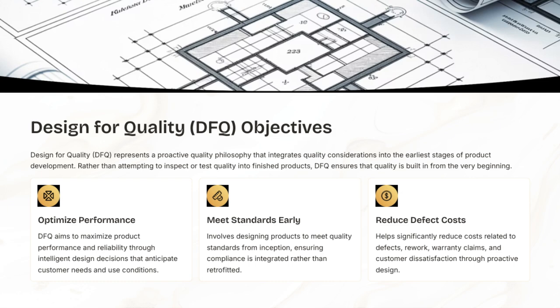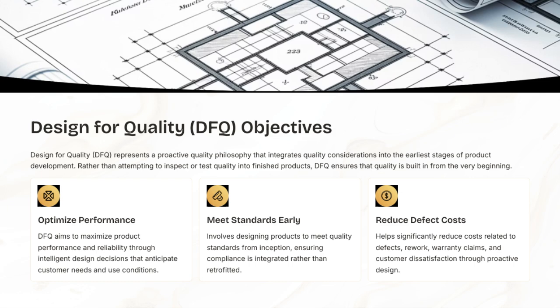Now, meeting standards early is crucial. When we design with quality in mind from the outset, we minimize the risk of non-compliance and costly revisions later. It's about being proactive rather than reactive. DFQ's goal is to maximize product performance and reliability. We do this through intelligent design decisions that anticipate how customers will use the product and what conditions it will face. By understanding these factors early, we can optimize performance and ensure the product performs well in real-world scenarios.